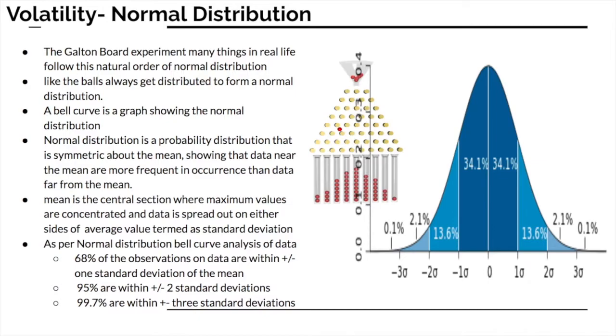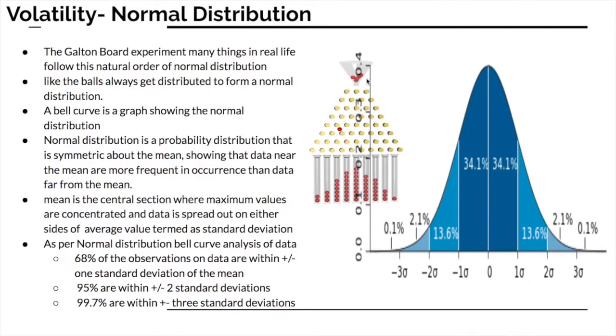So there is something known as the Galton board. Actually, you can Google and YouTube and you get a lot of videos on what is normal deviation, bell curve, and all that. There is a Galton board experiment that was done by researchers. This experiment always found that many things in real life, be it any kind of measurements of data, right? They follow a natural order of a normal distribution, right?